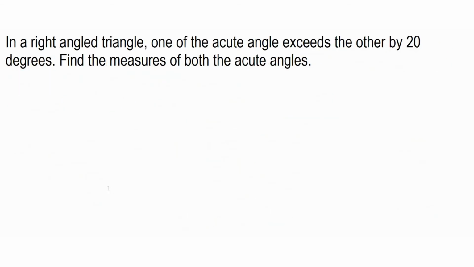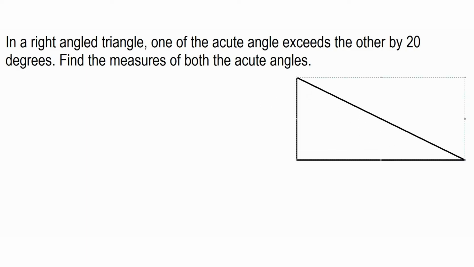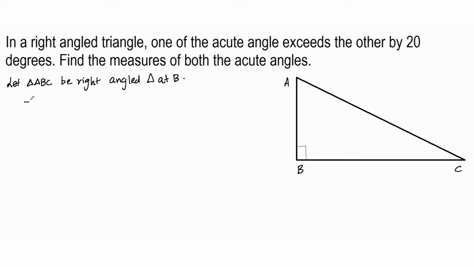Okay, consider this question. In a right angle triangle, one of the acute angles. So let us first draw a right angle triangle. So in a right angle triangle, it is given that one of the acute angles. So we know that there are two acute angles in this right angle triangle. Let's label it. So I have ABC. So let triangle ABC be a right angle triangle at vertex B. This means angle B is equal to 90 degree, and let the other two angles.